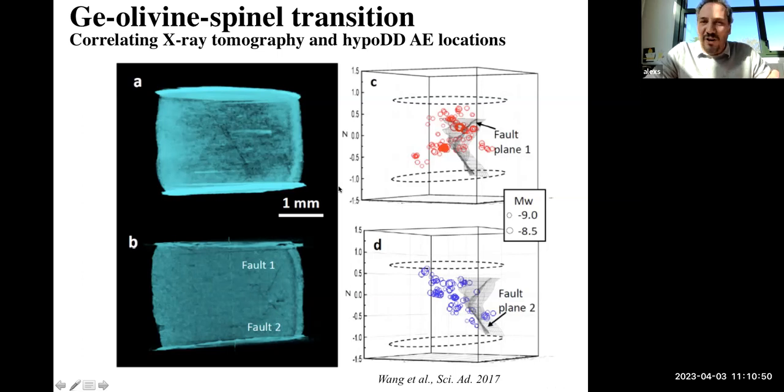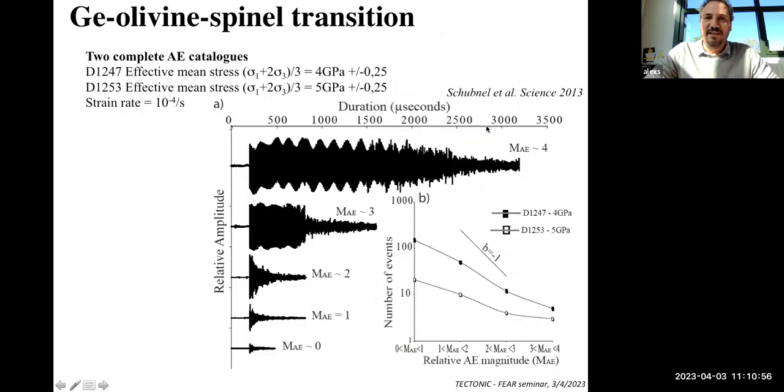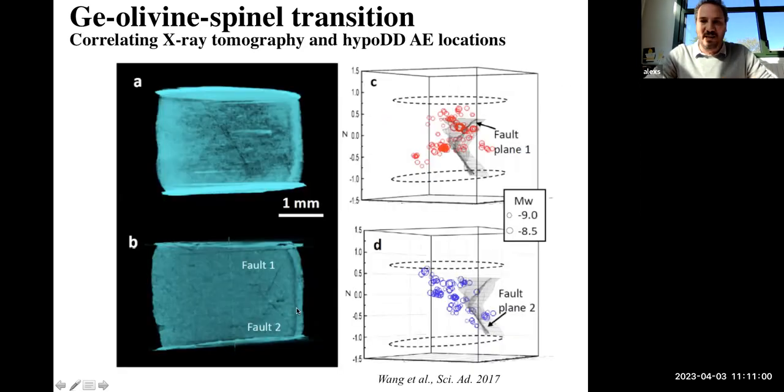And so it's reasonable to think that this fault did produce these AEs, and these AEs do follow the Gutenberg-Richter law. So we're talking now about a millimetric sample that actually failed at 4 or 5 GPa along faults, and those faults produce Gutenberg-Richter scaling, etc.